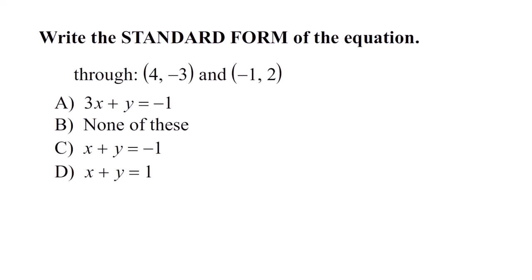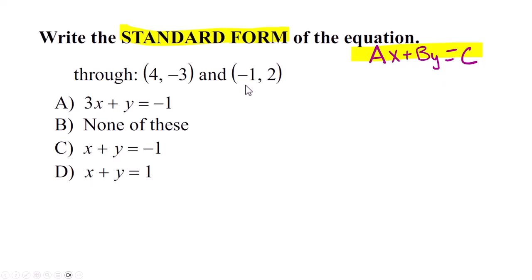We're going to put this in standard form, which is ax plus by equals c. Basically, standard form is all the stuff with variables on the left side and there's a constant on the right side. But in this case, we're starting from the very beginning with 2 points.